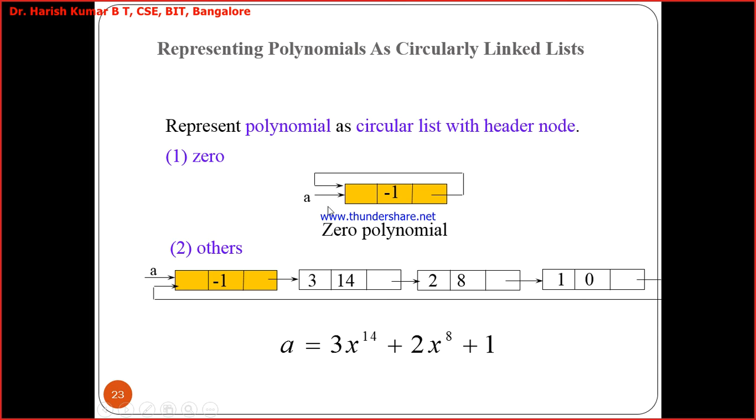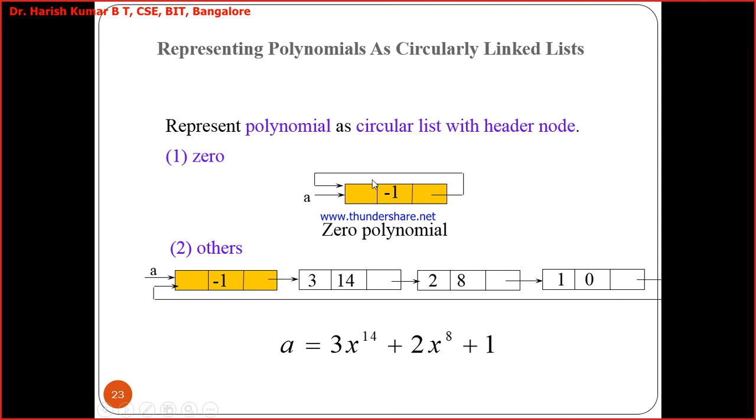When I say a circular linked list, it is something like this. I have 3 fields again here: one for the coefficient, one for the exponent, and the next field. Now instead of storing null in the link field of the last node, we store the address of the first node, such that we can reach back to the first node. Now this is the 0 polynomial.